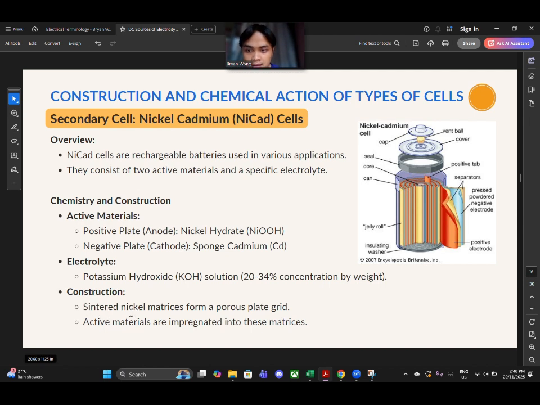Next, the construction of nickel cadmium cells. Sintered nickel matrices form a porous plate grid, and active materials are impregnated into these matrices. As you can see in this diagram, this is an example of a nickel cadmium cell. This one you go through on your own.